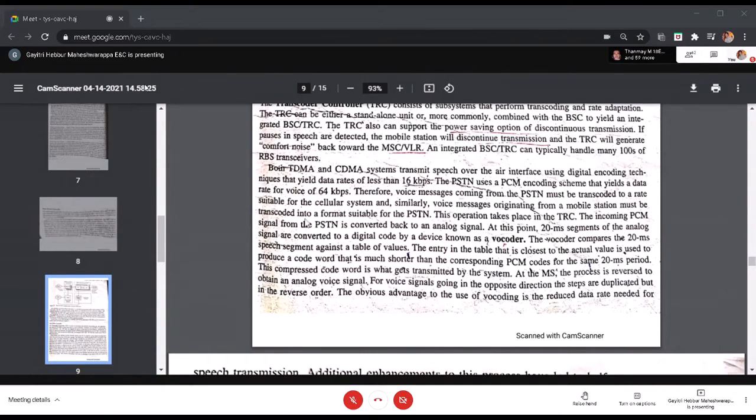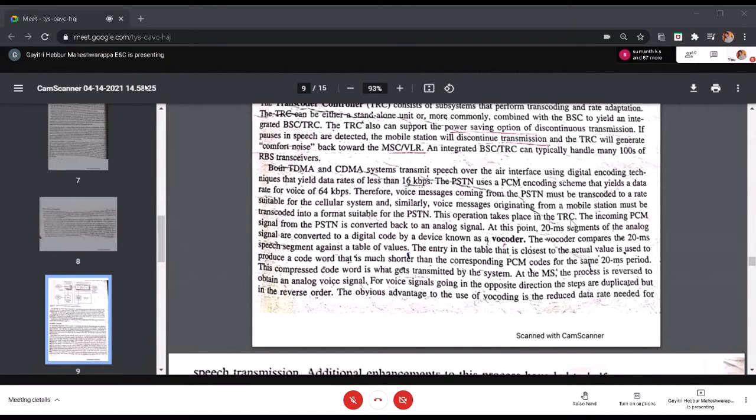The incoming PCM signal from the PSTN is converted back to an analog signal. At this point, 20 millisecond segments of the analog signal are converted to digital code by a vocoder. The vocoder compares the 20 millisecond speech segment against a table of values. The entry in the table closest to the actual value is used to produce a code word that is much shorter than the corresponding PCM code for the 20 millisecond period.